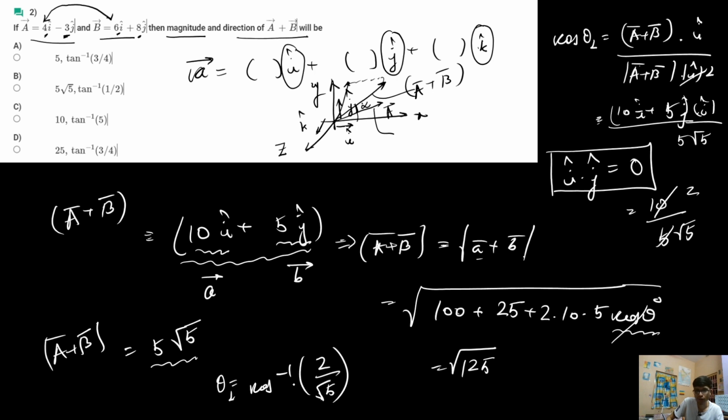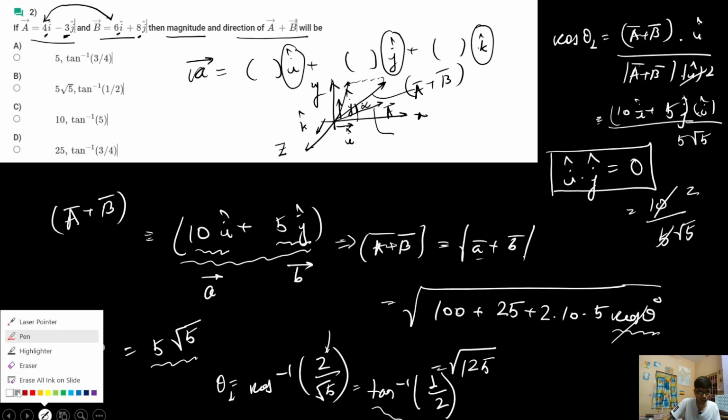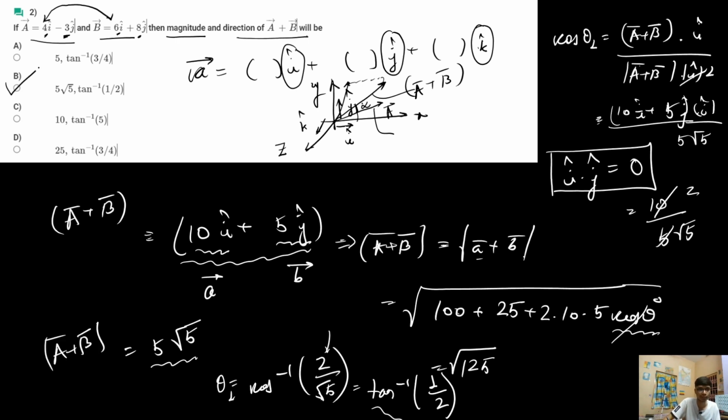But the question talks about in terms of tan inverse. So this result can also be represented as tan inverse of perpendicular over base. The base is 2 and the perpendicular is 1, so I can write this as tan inverse of 1 by 2. So from here I get the correct answer to this question is option number B.